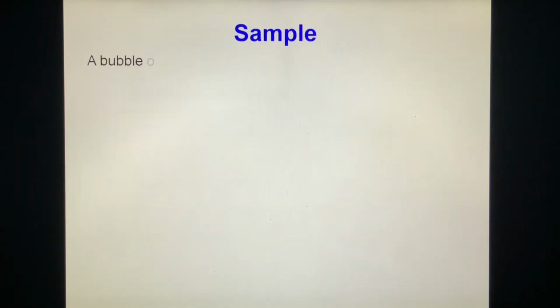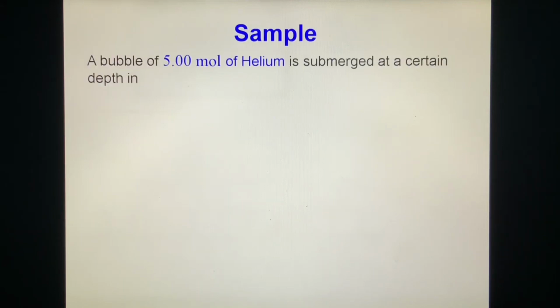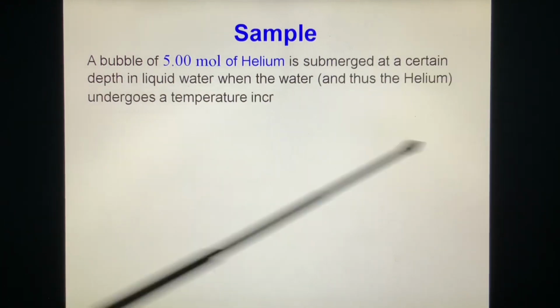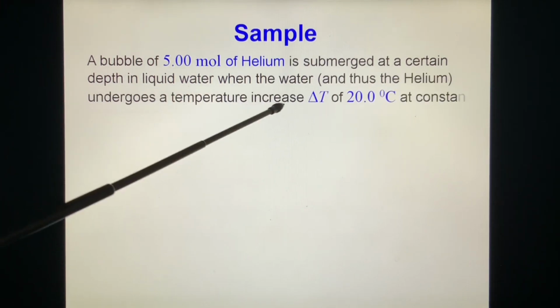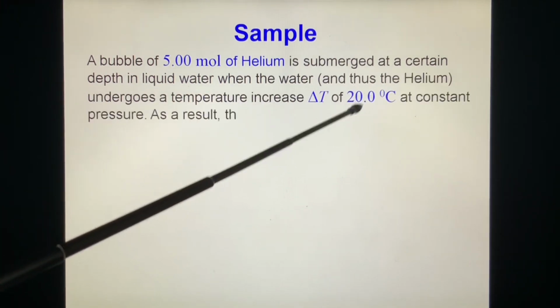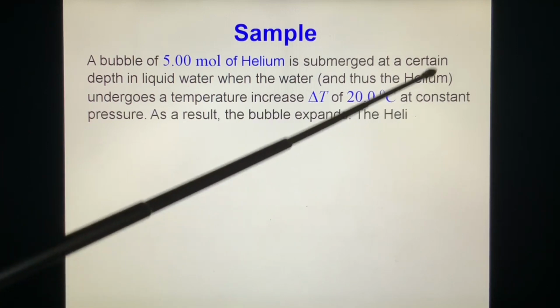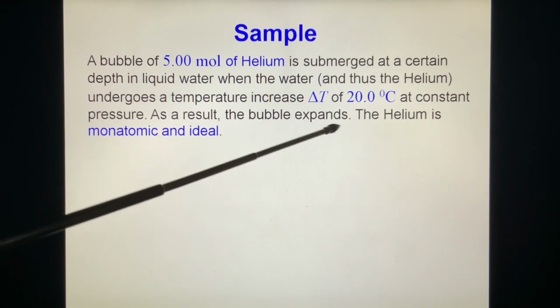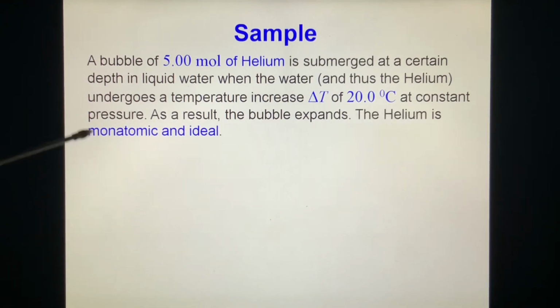Sample problem: a bubble of 5.00 moles of helium is submerged at a certain depth in liquid water. The water, and thus the helium, undergoes a temperature increase delta T of 20.0 degrees Celsius at constant pressure. As a result, the bubble expands. The helium is monatomic and ideal.